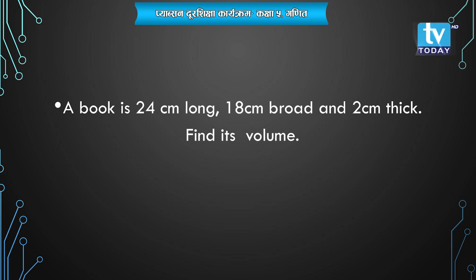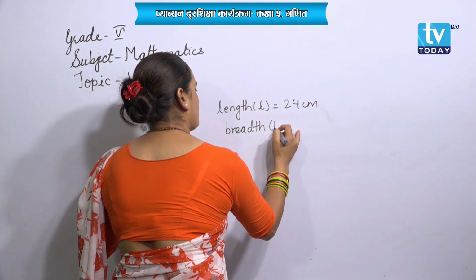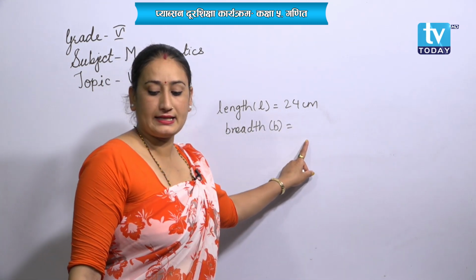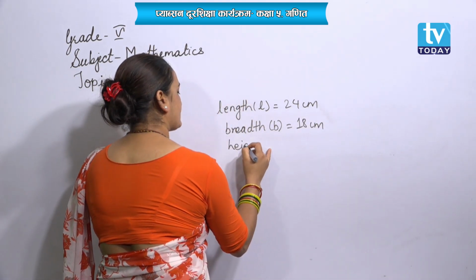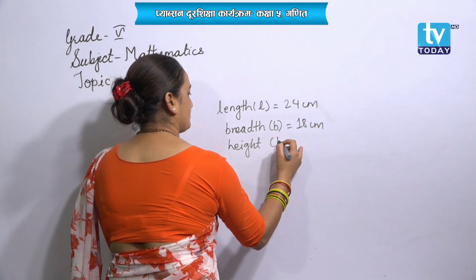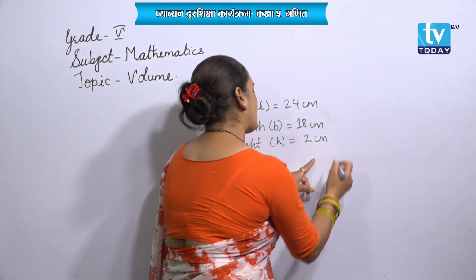A book is 24 centimeter long, 18 centimeter broad and 2 centimeter thick. That means length is given as 24 centimeter, breadth is given as 18 centimeter, and thick, height, is given as 2 centimeters. So can you find out the volume?